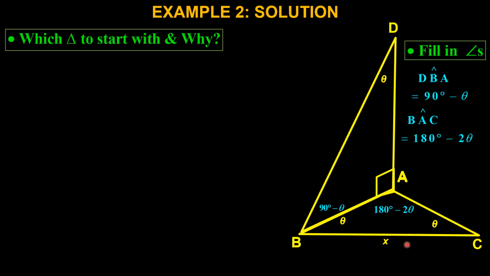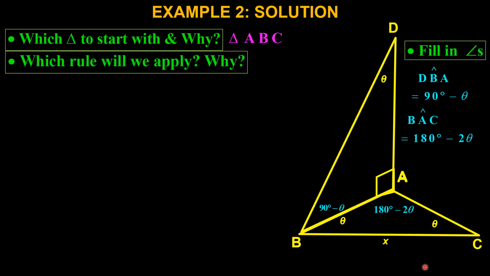Now we're ready to start. But which triangle do we start with? We need a triangle with a side length. That means we go to ABC. The other one, ADB, is not going to help us. So we have to start with ABC. Right? Now, which rule do we apply? If we look at ABC, we've got a side and an angle and an angle and an angle. We've got more than enough for the sine rule. So we're going to use the sine rule.